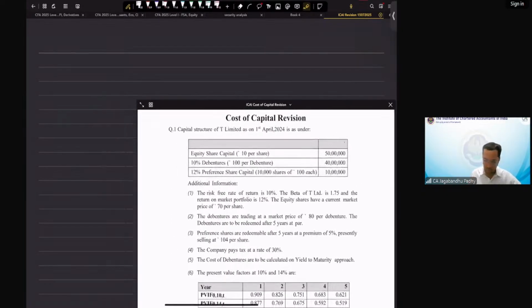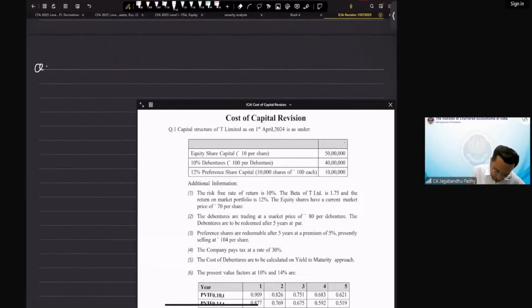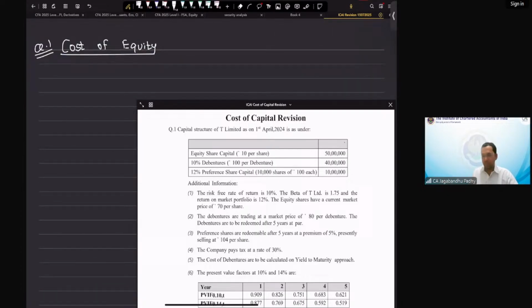So let's first talk of calculating cost of equity. Now, can you tell me which model is applicable for this topic of cost of equity? Which model am I going to use to calculate the cost of equity?